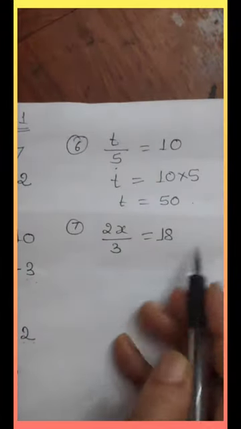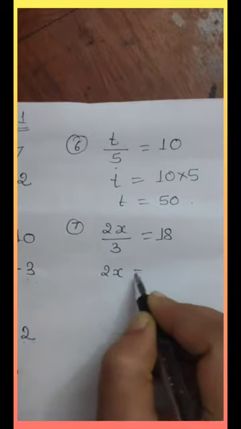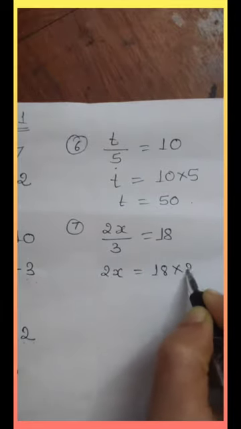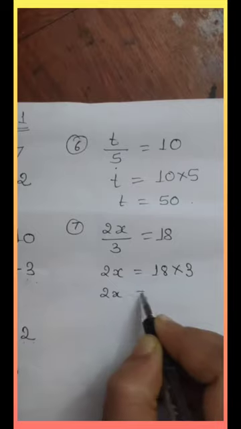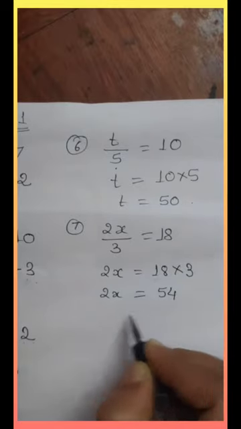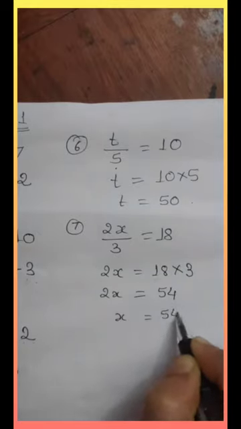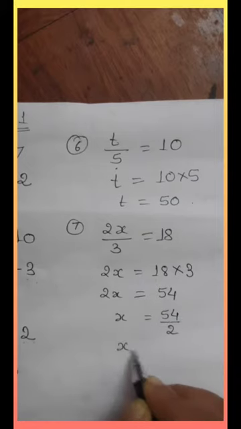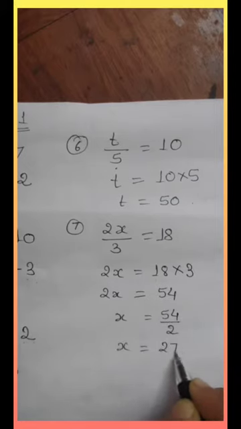2x upon 3 is equal to 18. 2x is equal to 18 multiplied by 3. 2x is equal to 18 3s are 54. x is equal to 54 divided by 2. x is equal to 27.